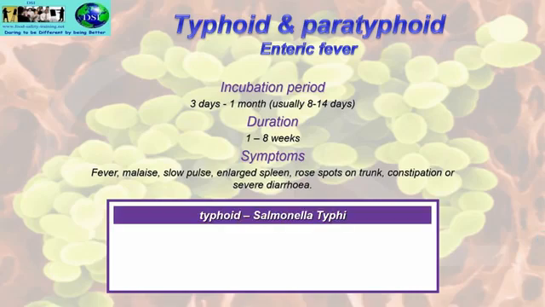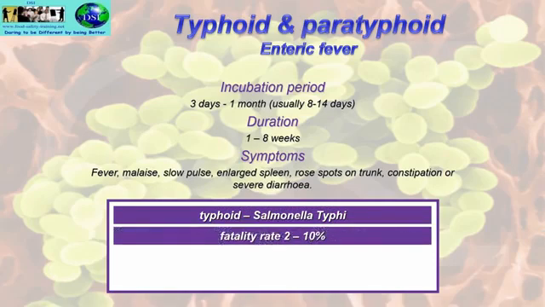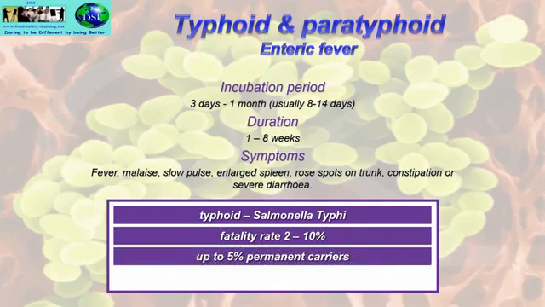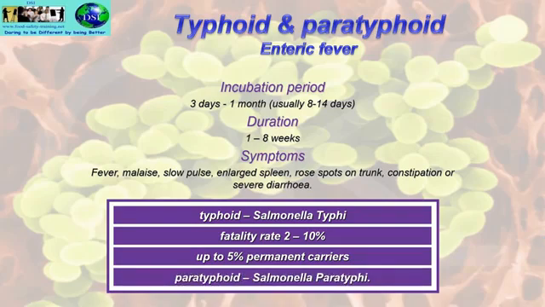Typhoid, the variant there is called Salmonella typhi. Fatality rate is between 2 and 10%. Up to 5% become permanent carriers. And paratyphoid, the other variant, is Salmonella paratyphi.